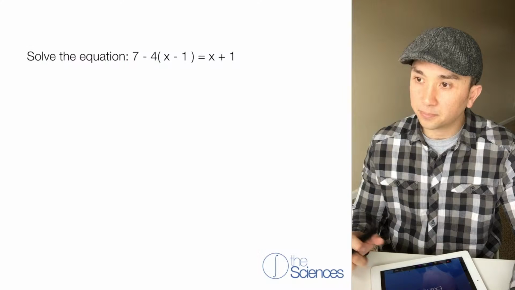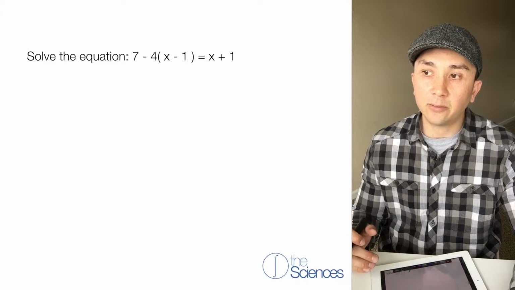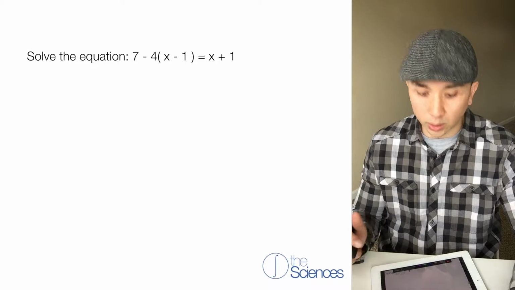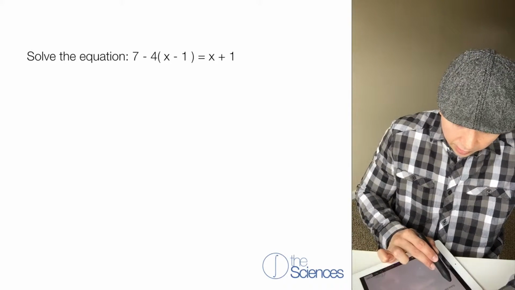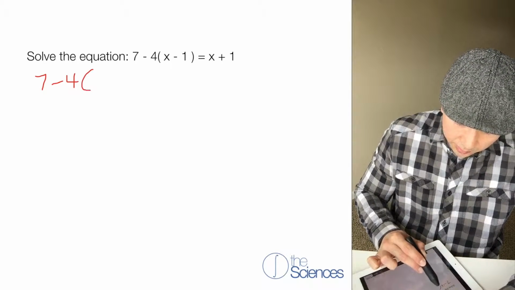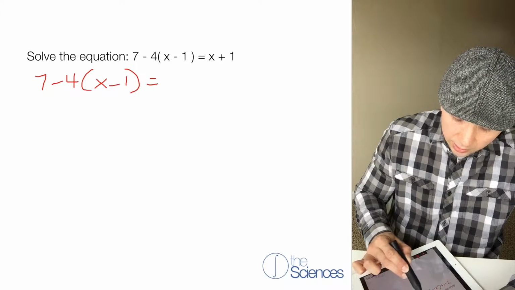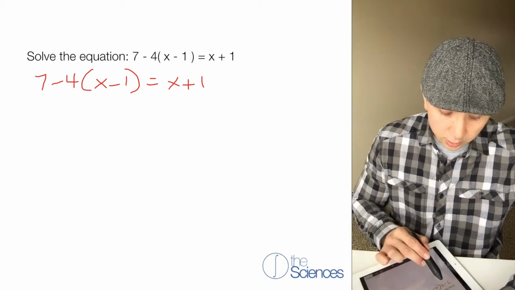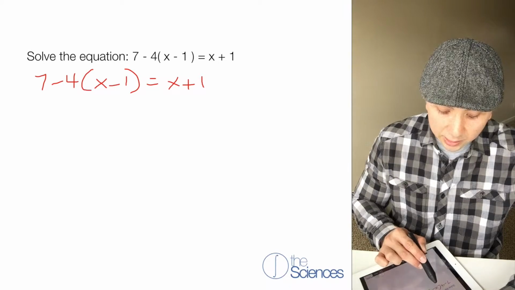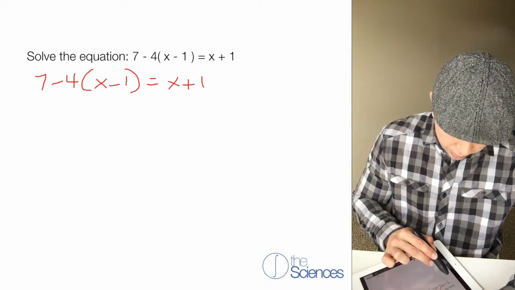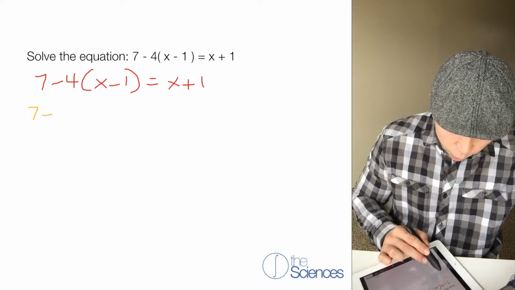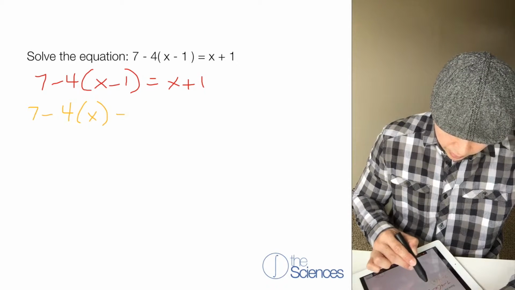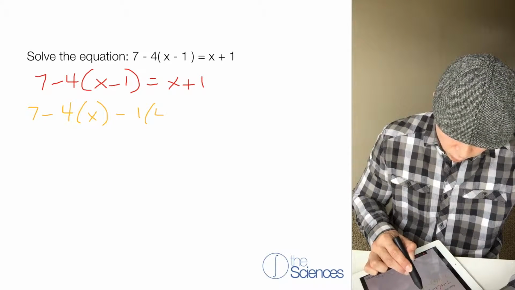Let's go over an example. Let's solve the equation 7 minus 4 times x minus 1 equals x plus 1. So here we have 7 minus 4 times x minus 1 equals x plus 1. The first thing we're going to want to do is multiply. Here we're multiplying 4 times x minus 1, so we're going to distribute 4 so that we get 4x minus 1 times 4.